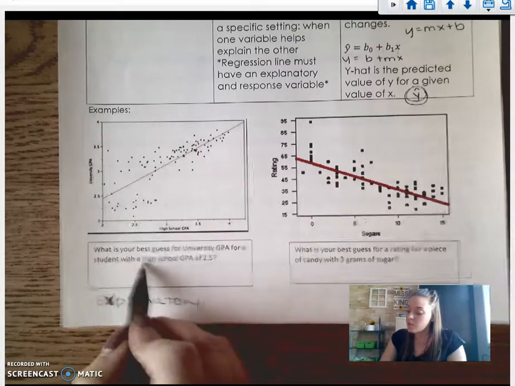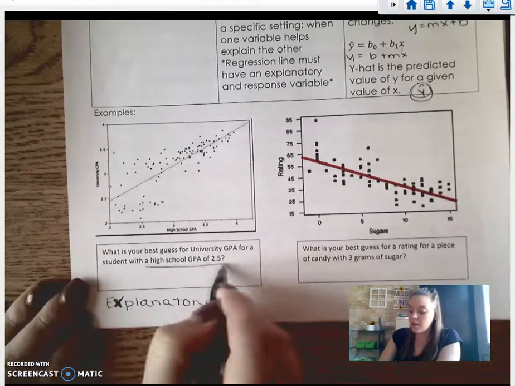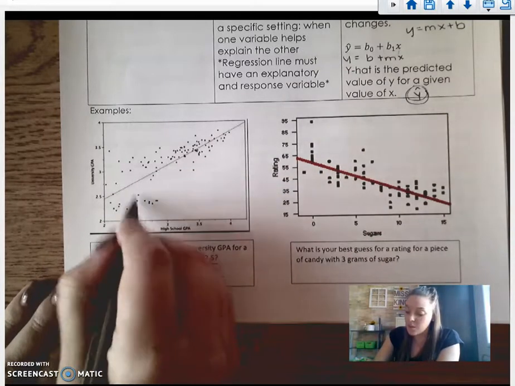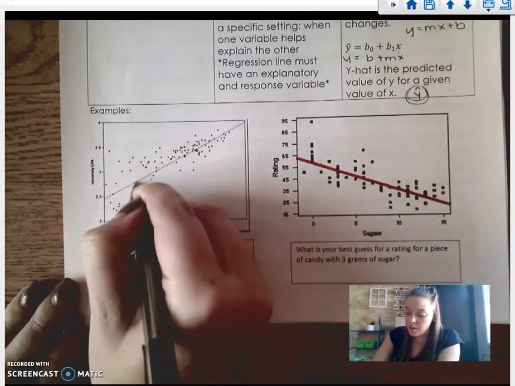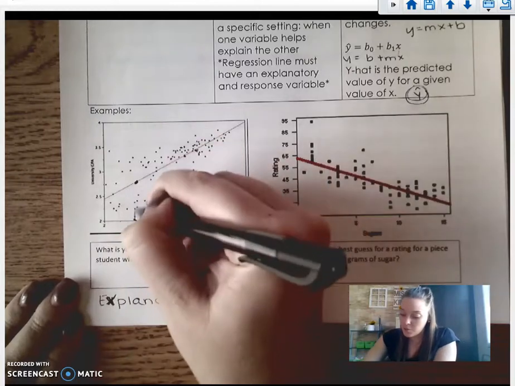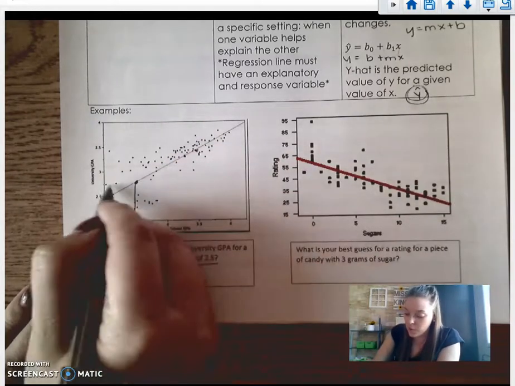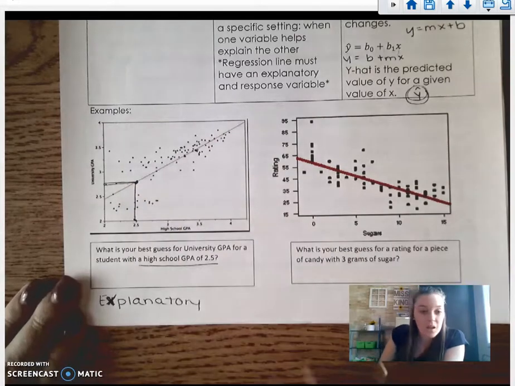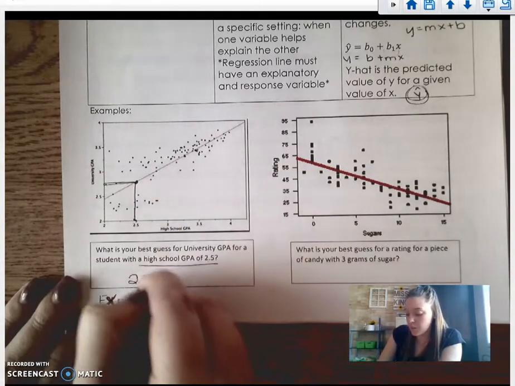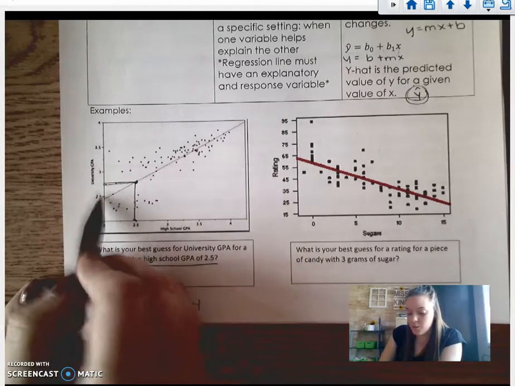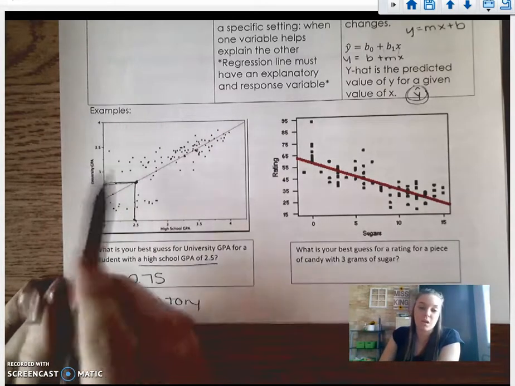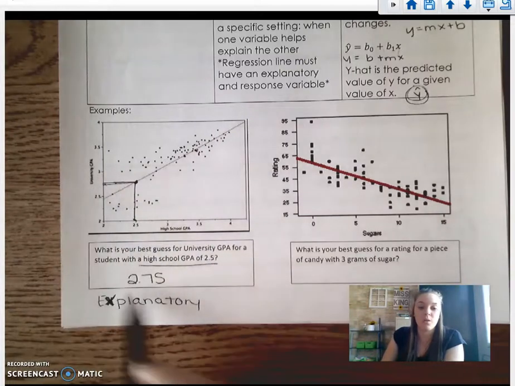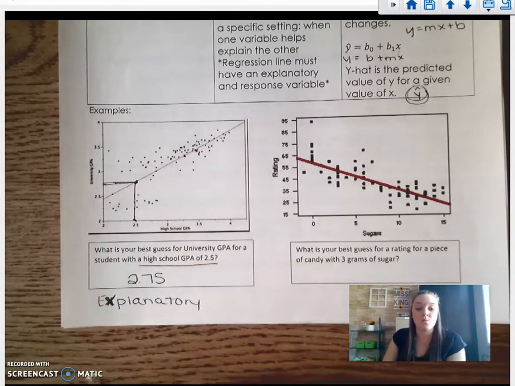So they want us to find high school GPA of 2.5, which is right here. And I'm going to trace that up to my regression line. So when my high school GPA is 2.5, my university GPA is approximately 2.75. So between 2.5 and 3. I know that's a little bit hard to read, but between 2.5 and 3, you would have a university GPA of 2.75.